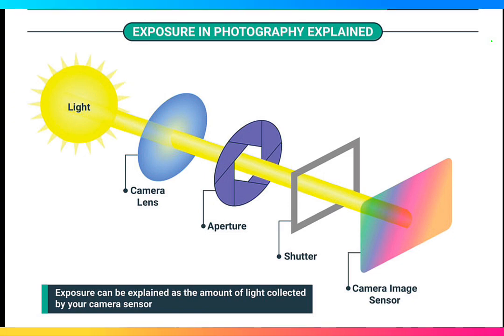So after the shutter opens and closes, controlling how long the light is allowed to hit the sensor, the image sensor records that image. And I'll talk about some different types of cameras when it comes to that in just a second.